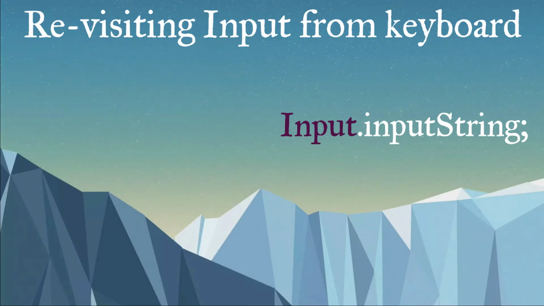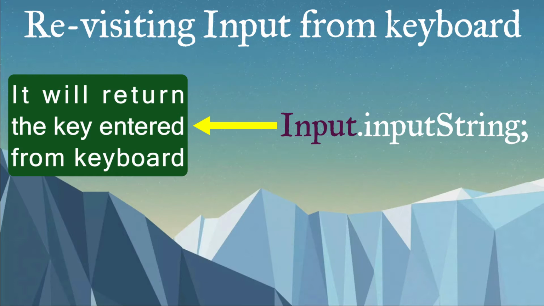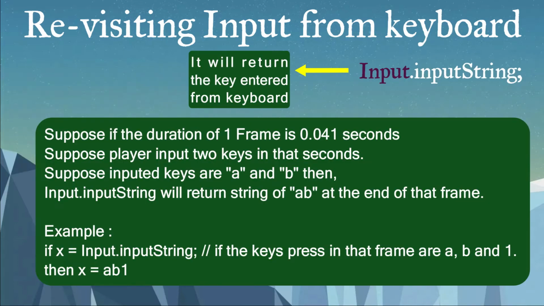To catch the inputs, we will use Input.inputString. It returns the keyboard input entered in the current frame. That means, suppose the duration of one frame is 0.041 seconds, then in that small time, suppose the user enters A and B very fast. Then inputString will return the value of A and B when that frame has ended. So if the player presses any key on the keyboard, it will return the value at the end of each frame. And we have to collect all the returned values in a variable.